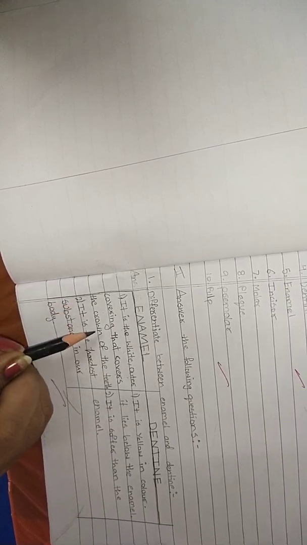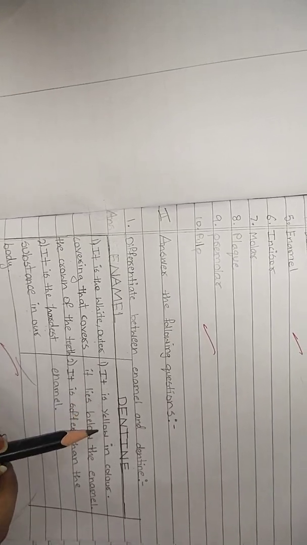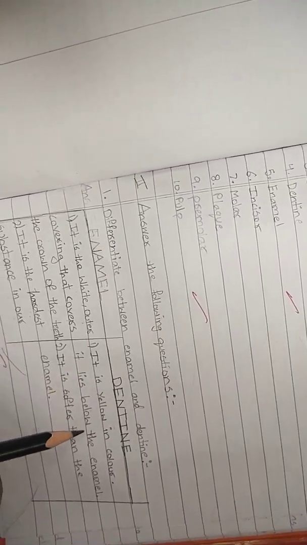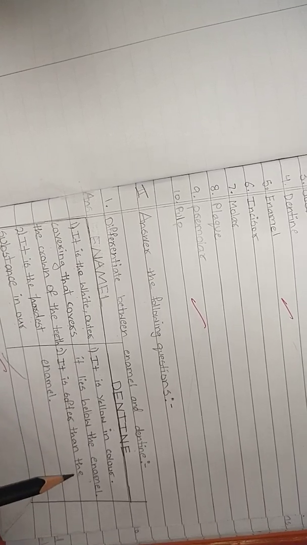How is the enamel, children? It is the white outer covering that covers the crown of the teeth. It is the hardest substance in our body. What is the hardest substance in our body, children? Enamel. And next, see dentine. It is yellow in color. It lies below the enamel. It is softer than the enamel. Yesterday we discussed the tooth parts; as you can see, dentine is below the enamel.